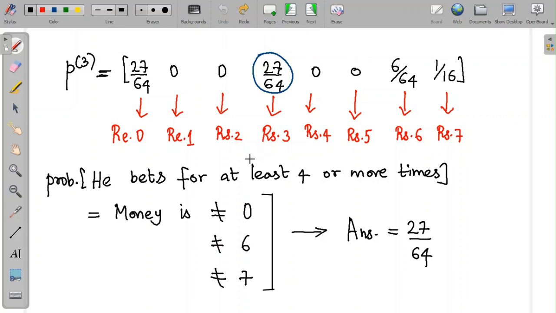So that 27 by 64 denotes the probability that the game goes on for 4 rounds or more. This is the case I wanted to discuss because the matrix is so large. Finding the square or the cube of the matrix is not a practically easy task. So we apply the Chapman-Kolmogorov equations and arrive at the required answer.